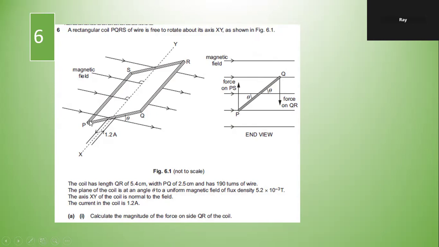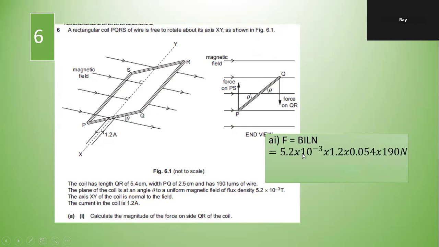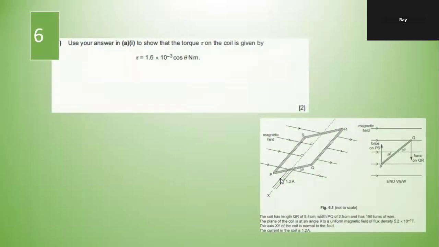So now you look at PQ, end view. That's your end view. Calculate the magnitude of the force on side QR. Sorry, yeah, QR, this side there. Right? BILN, N for number of turns. This current, this is the length. So it's 5.2 for the magnetic field strength, 6.4. Understand, 0.064 Newton.